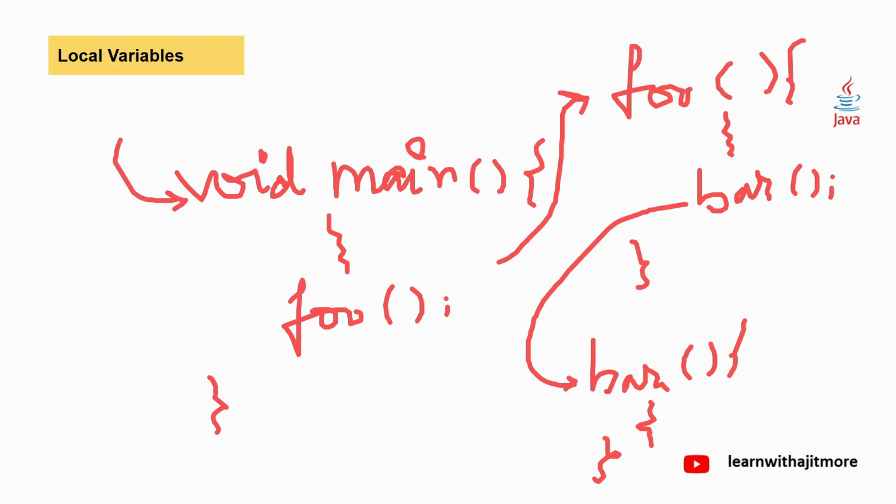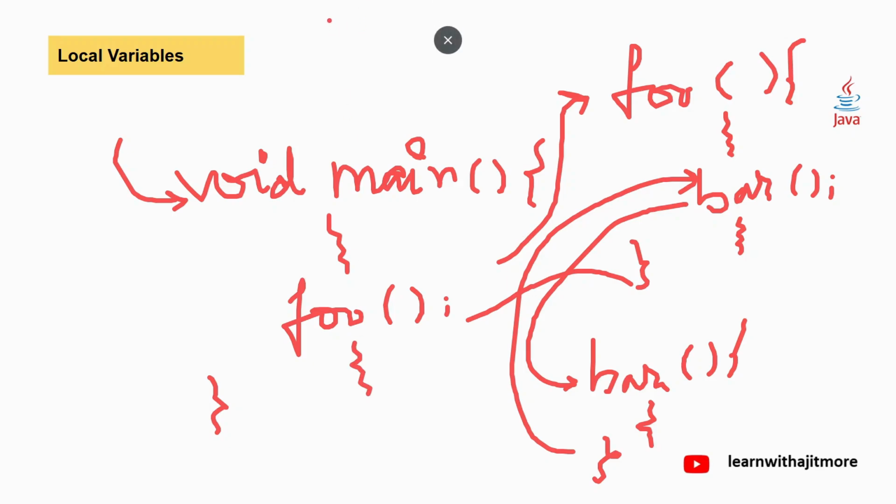Now in this case, who will complete first? Main or bar? Obviously bar. The latest one is going to complete first. When bar gets over, it comes back. Then who is resumed? Temporarily, who was suspended? Foo. Temporarily foo was suspended. Whose execution is resumed? Foo's execution is resumed. And when foo gets over, it comes back to main and main's execution resumes.